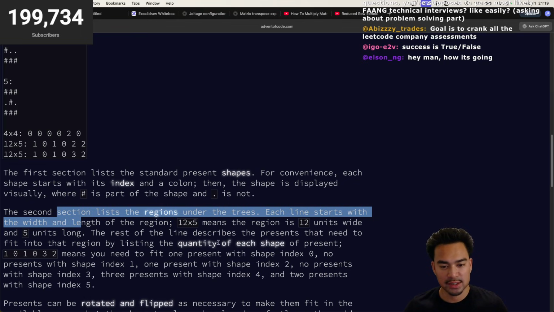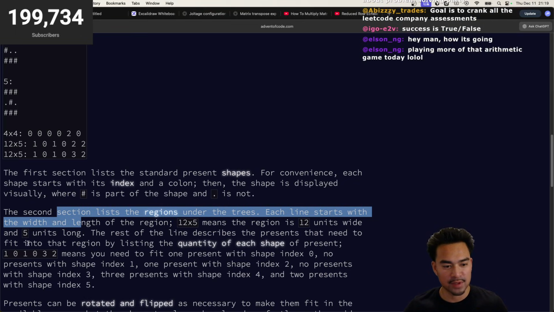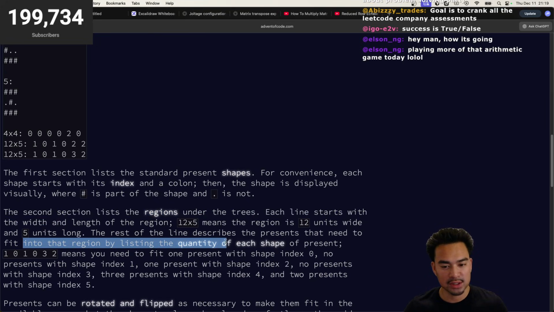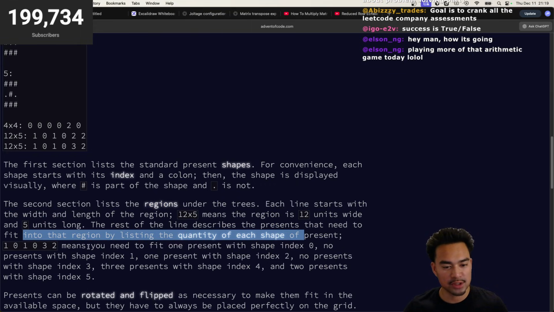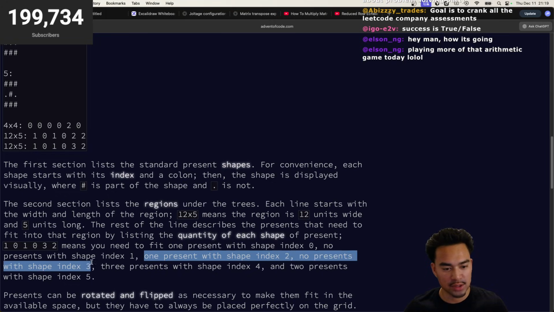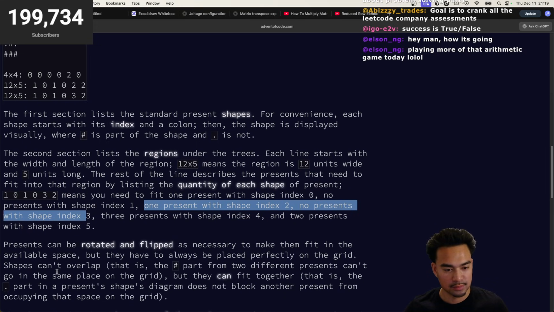The rest of the line describes the presents that need to fit into that region by listing the quantity of each shape of present. 101032 means that you need to fit one present with shape index 0. No presents with index 1. One present with index 2. No presents with index 3. 3 presents with index 4. Okay. Yeah, this is like arithmetic.